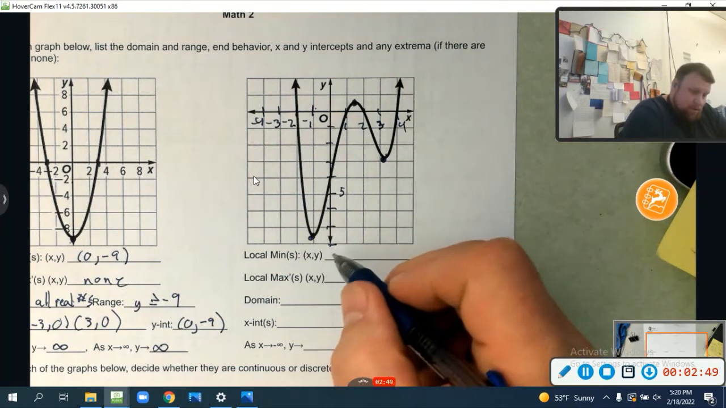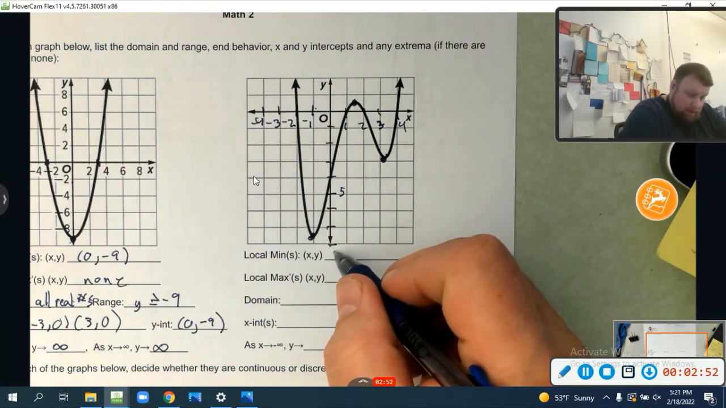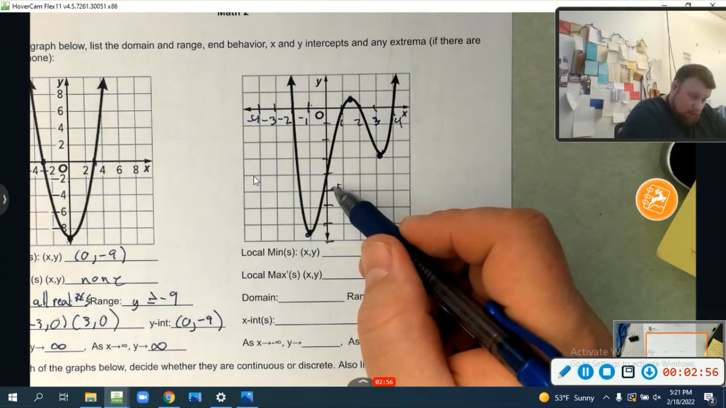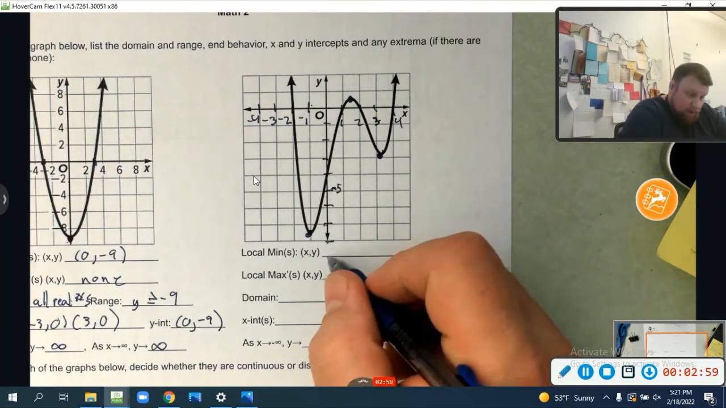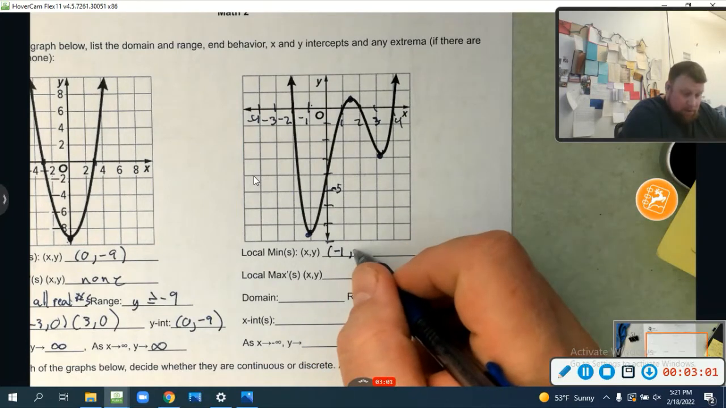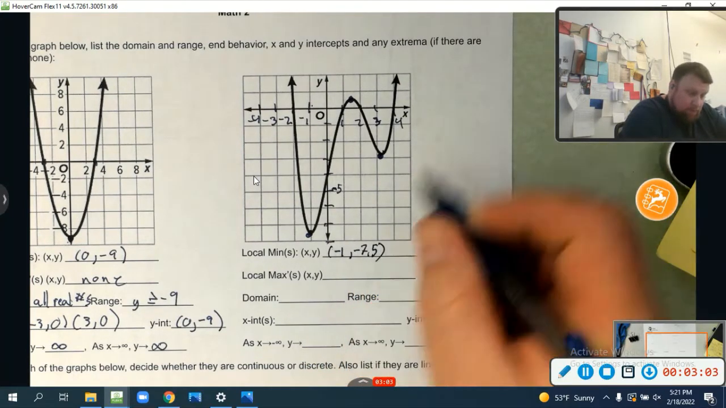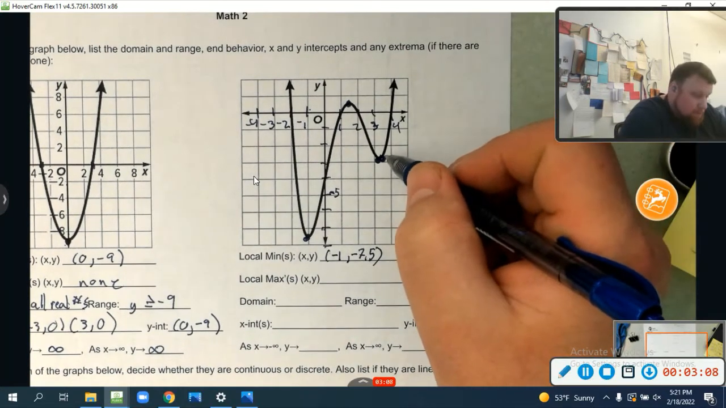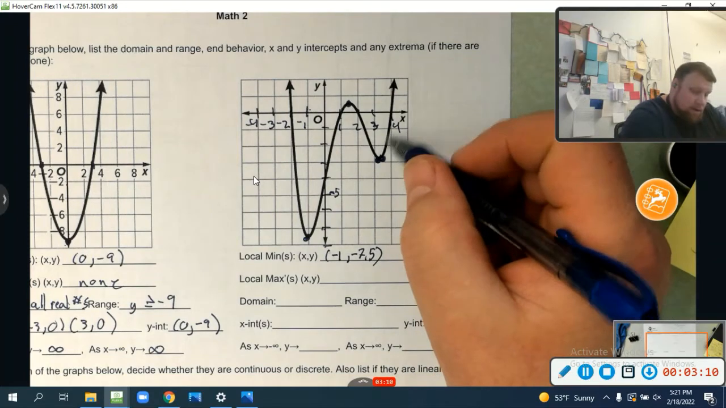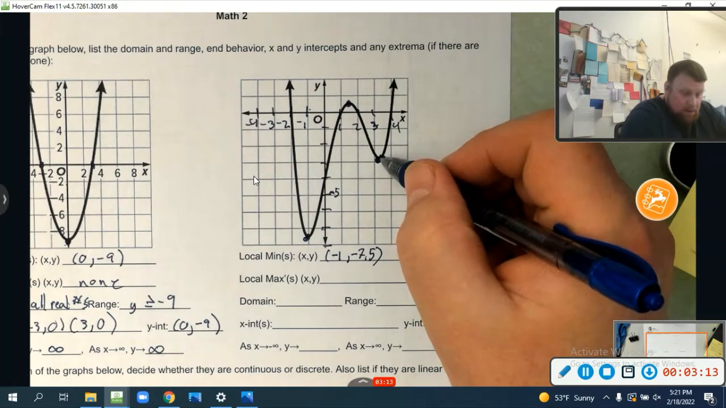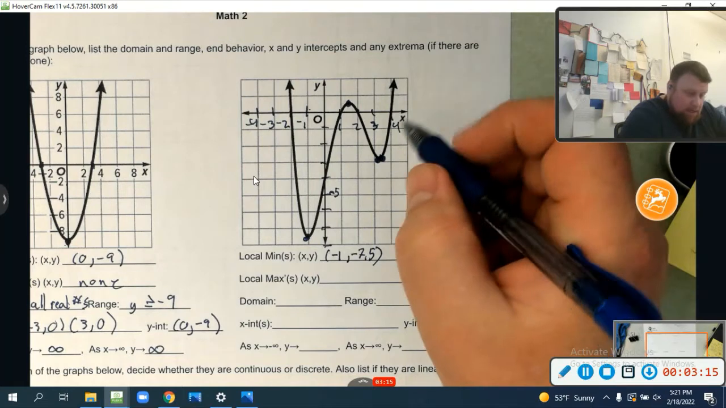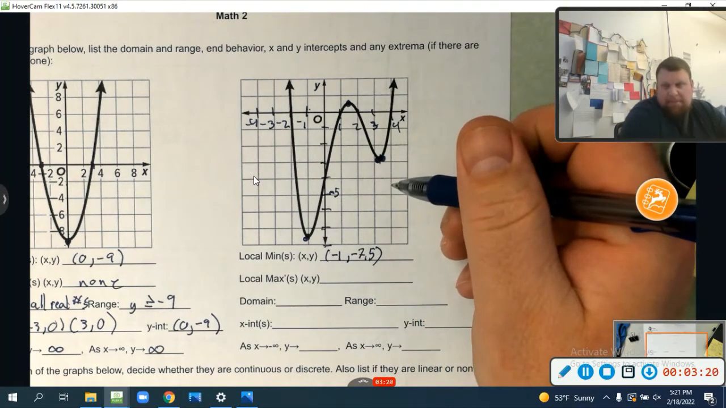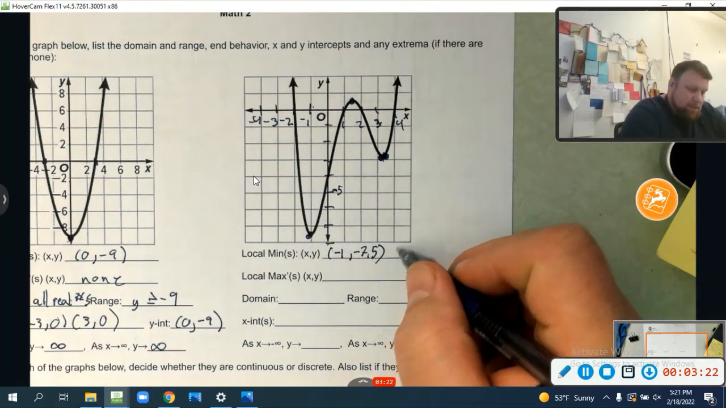All right. So I see a local minimum at -1, -7.5. I see another local min right in the middle here. Actually, it's kind of right there. We're just going to guesstimate it. I'm going to say that's almost like 0.3. As long as we're close, it's good. We're just giving a guess.